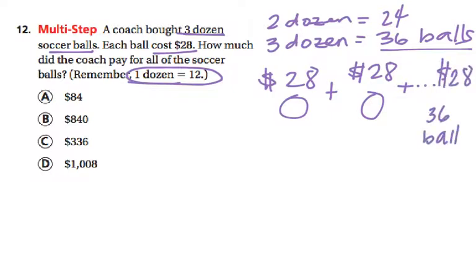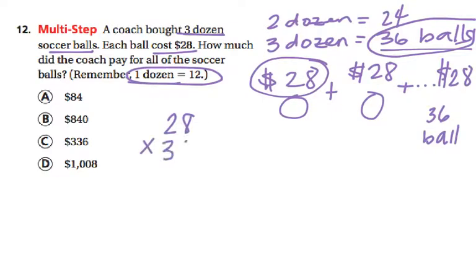Okay? So it looks like I would be adding 28 36 times, which sounds a little bit annoying. So instead of doing that, I'm going to do multiplication, because I remember that multiplication is simply repeated addition. So I'm going to multiply the price of the balls times the number of balls that he purchased. Okay, so I'm going to multiply 28 times 36, and I will stack them on top of each other.